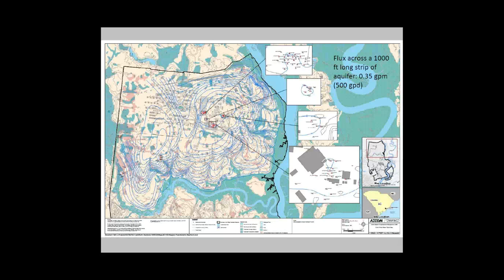And the gradients are all over the map, but I picked one that looked reasonable off this map. I came up with a groundwater flux across that 1,000 foot strip of 0.35 gallons per minute, 500 gallons per day. If you pick a different gradient and change the parameters a little bit, you can get up almost to 3 gallons a minute depending on where you are. But I don't think that qualifies as much of an aquifer if you're going to try to have a well in it to pump. So I'm thinking not really an aquifer.